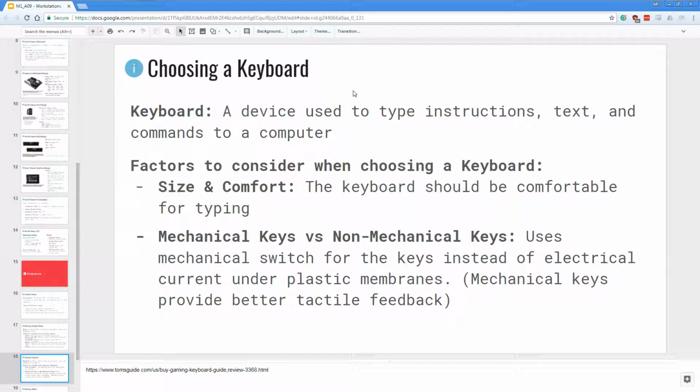Next, we choose a keyboard. It is a device used to type instructions, text and commands to a computer. And the factors that you want to consider are size and comfort. The keyboard should be comfortable for typing, especially for ergonomic reasons. And then you might want to consider mechanical keys instead of non-mechanical keys. Mechanical keys use mechanical switches for the keys instead of electrical current under plastic membranes for non-mechanical keys. What this really does is that mechanical keys provide better tactile feedback, like a typewriter. So people do say that mechanical keys provide more accuracy when typing on a keyboard.